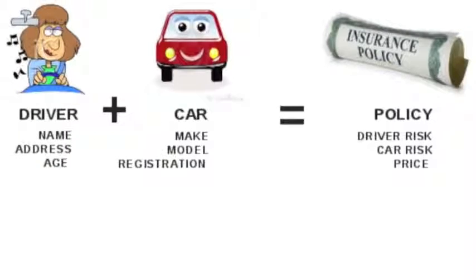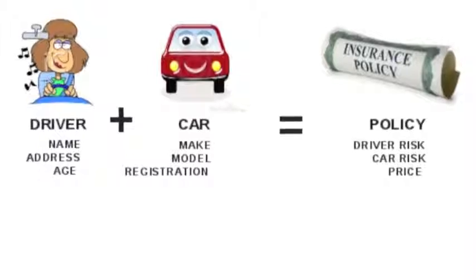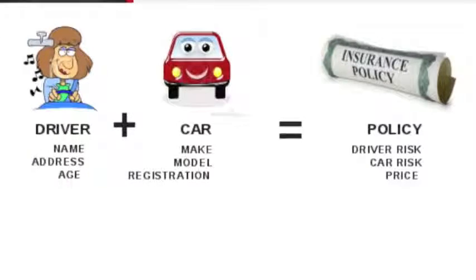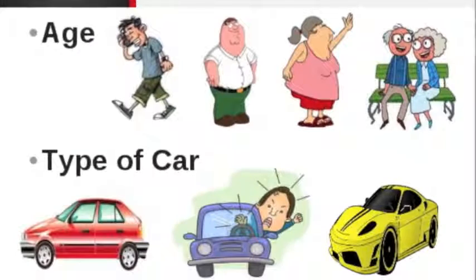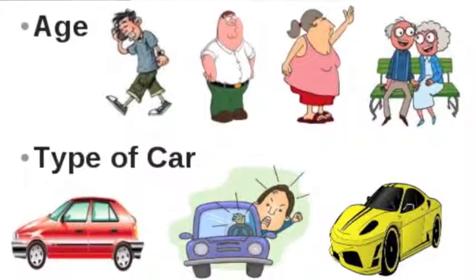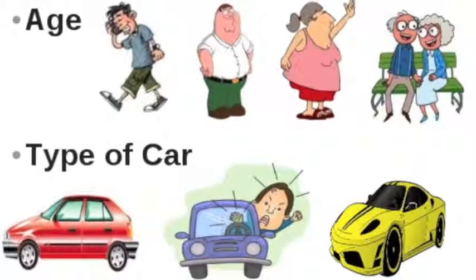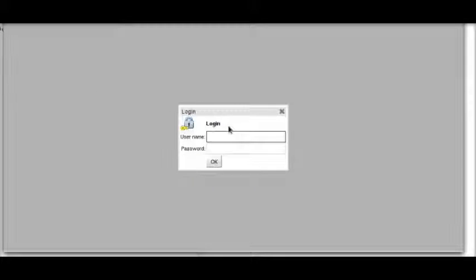The details we enter are pretty simple. We enter the driver's name, address and age, and then we ask for details around the car: make, model and registration. We simply make a decision based upon the age of the driver and the type of car he's driving, and these are the two factors that control the price. Now, using a web browser, we navigate to BRMS's web console and log in as admin.